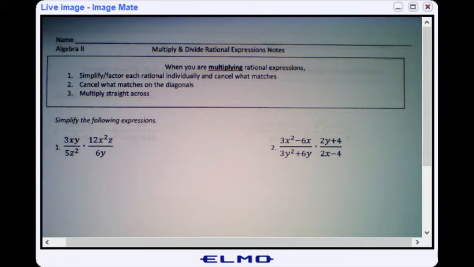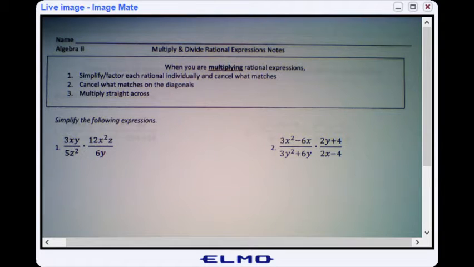Today we're going to talk about multiplying and dividing rational expressions. When we multiply a rational expression, we're going to simplify or factor each rational individually and cancel out matches. We're going to cancel out matches on the diagonals. We know anything in the numerator can cancel with anything in the denominator. And then we multiply straight across.